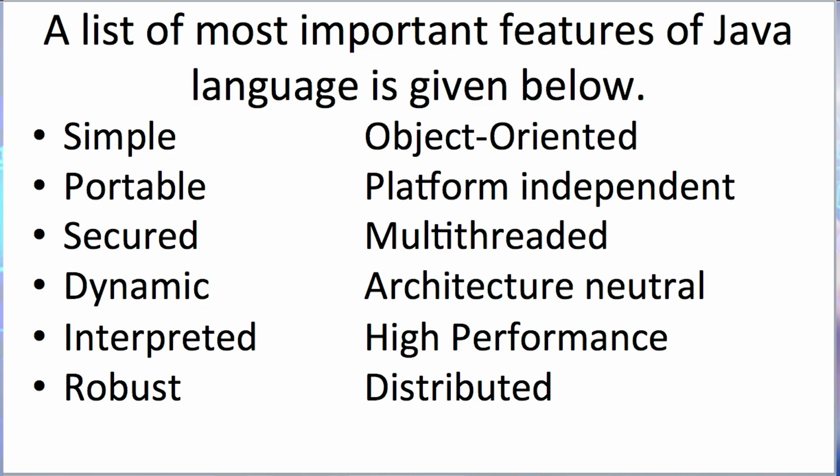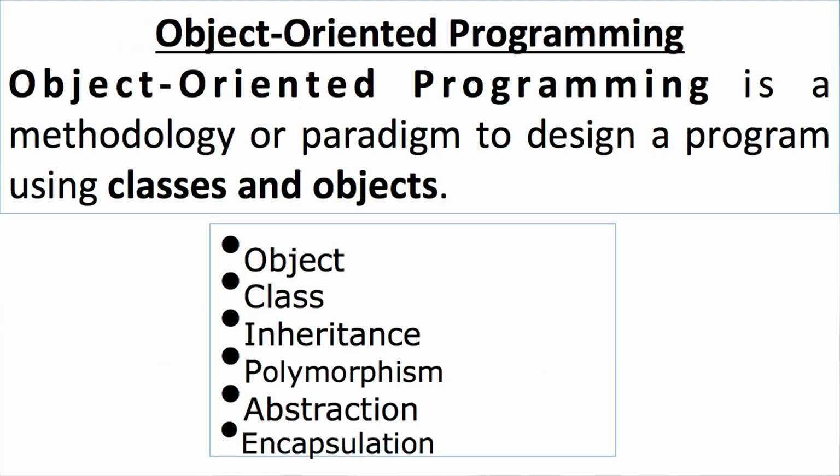There are many other benefits of Java programming language, but these are the important programming benefits of this programming language. So now the object oriented programming. So Java is an object oriented programming language. I am explaining what is object oriented programming language here in this slide. Object oriented programming is a methodology or paradigm to design a program using class and object. Basically we are focusing here on class and object.